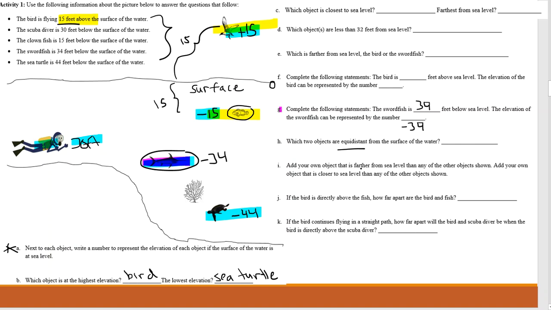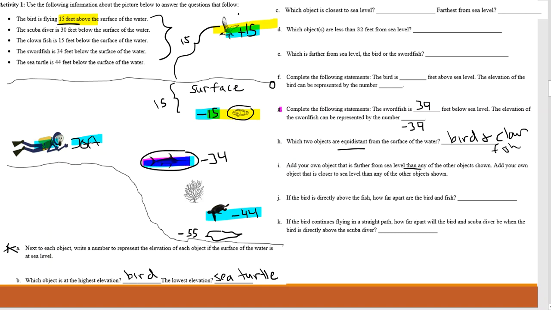Which two objects are equidistant from the surface of the water? And we said that is the bird and the clownfish. Add your own object that is farther from sea level than any of the other objects shown. Well, you could have added below sea level. You could have added an object down here at 55 feet below sea level. Some sort of other fish. Whoa, I am not a good artist. So some sort of other fish could be at negative 55.